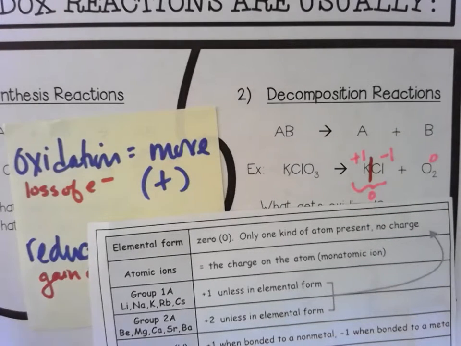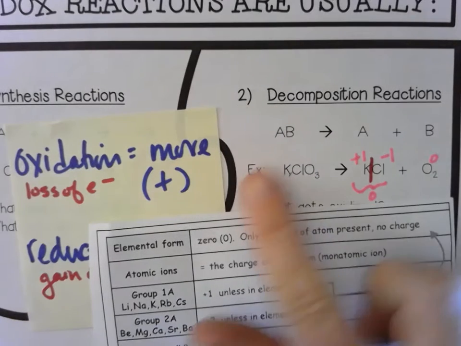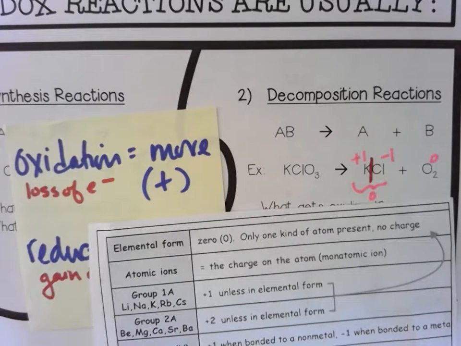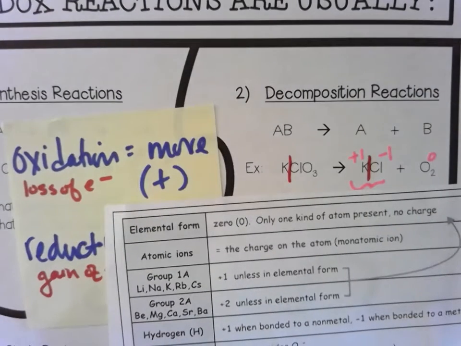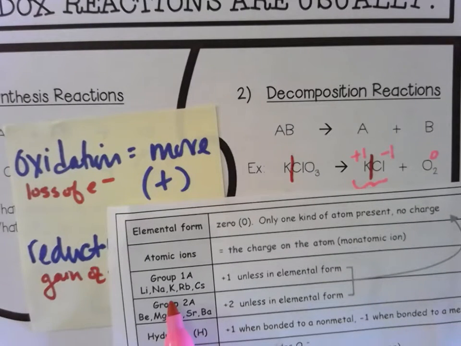Now KClO3, that's a bit more complicated because in the middle I'm going to split it. Now the K is pretty easy. The K is always in group 1, so it's +1.